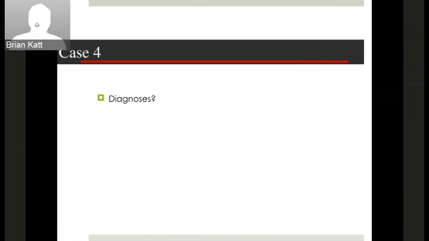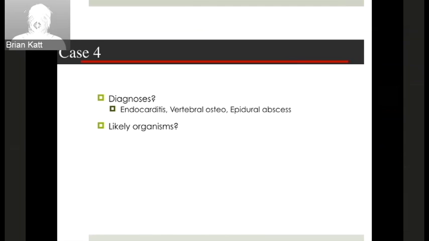All right. So endocarditis, definitely. Any other? Yeah. So endocarditis, vertebral osteomyelitis, epidural abscess. Those are all in consideration. Likely organism? Pseudomonas definitely is something that you would have to consider because of the water, yeah. But the most likely organism in these kinds of situations is still staph.